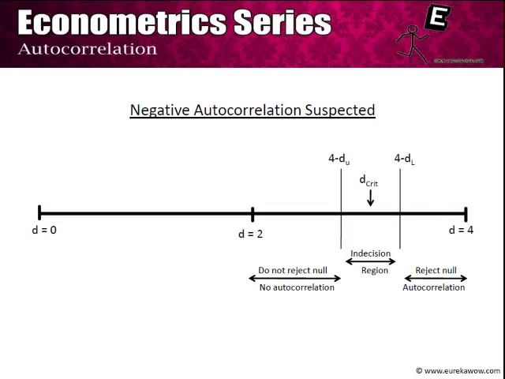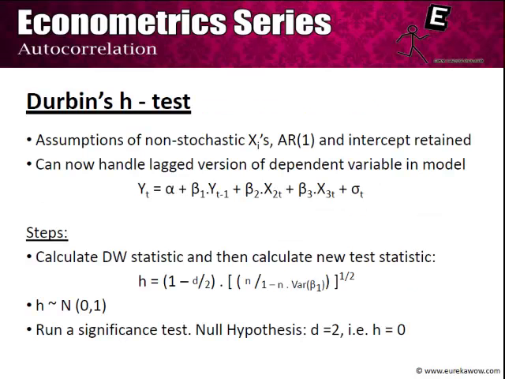However, since the Durbin-Watson d test has a lot of assumptions, we now turn to relaxing these assumptions. First, let us consider Durbin's h test. The other three assumptions of non-stochastic X, AR(1) and intercept are retained, but now we can handle the lagged version of dependent variables in the model. So for example, we can now handle a model such as y_t equal to alpha plus beta 1 y_(t minus 1) plus dependence on other independent variables such as x2t or x3t.